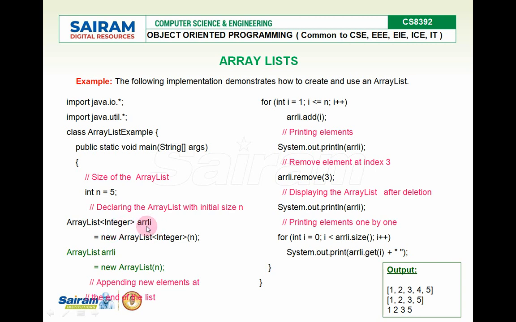ArrLi is the name of the array list, new is the keyword, and then the ArrayList constructor. In the constructor I have given an n value declared as 5, so the initial capacity of this array list is 5. Later you can expand or shrink it, depending on the need. So initially I can initialize the array with a size of 5.